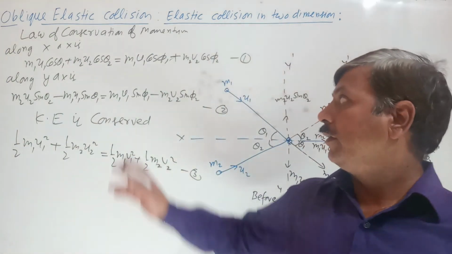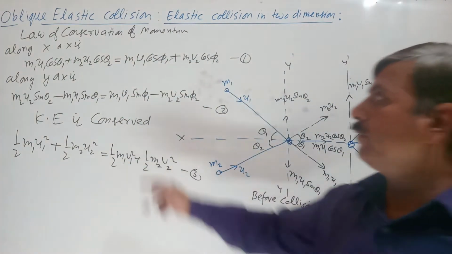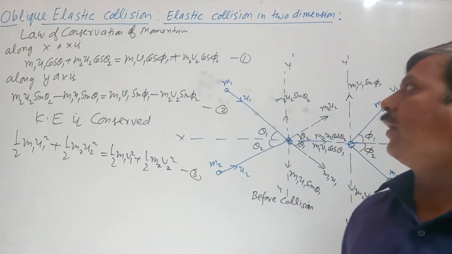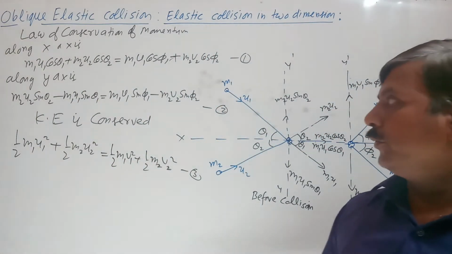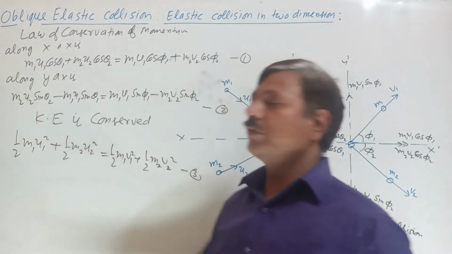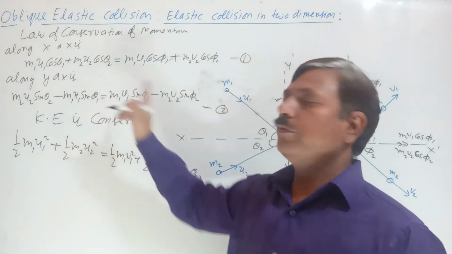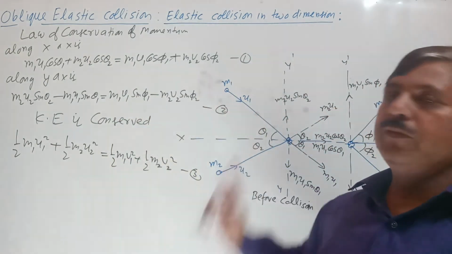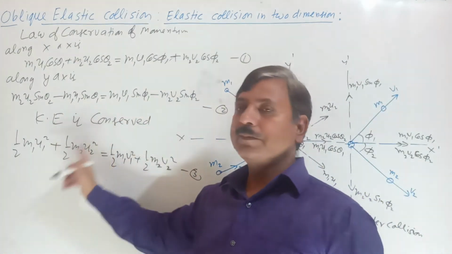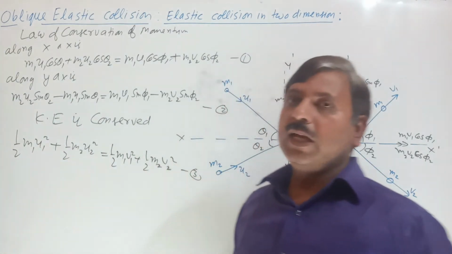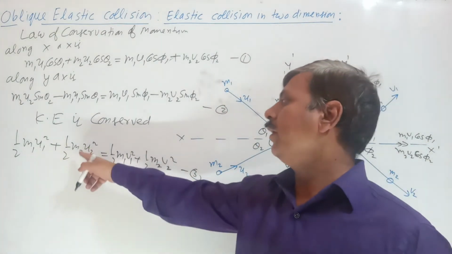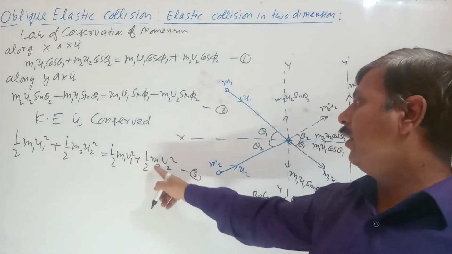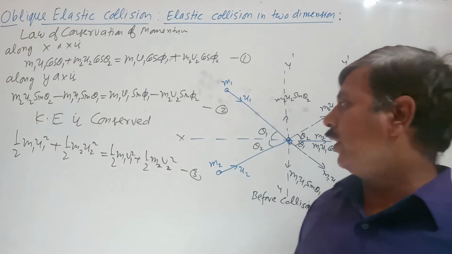First is m1 u1 cos theta 1, m2 u2 cos theta 2 on one side, and here m1 v1 cos phi 1, m2 v2 cos phi 2. Along the y-axis, m2 u2 sin theta 2 minus m1 u1 sin theta 1 equals m1 v1 sin phi 1 minus m2 v2 sin phi 2. And kinetic energy conserved: half m1 u1 square plus half m2 u2 square equals half m1 v1 square plus half m2 v2 square.